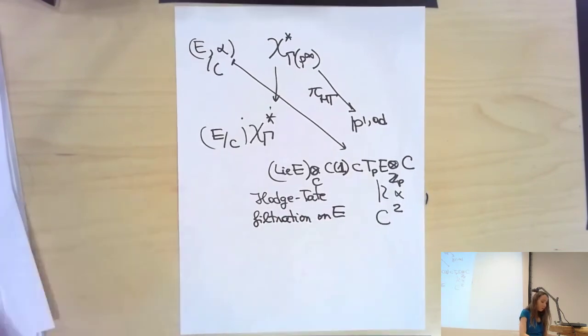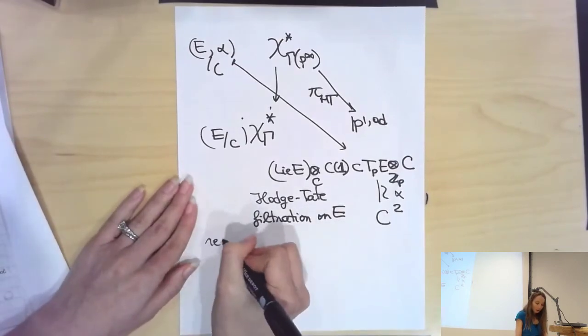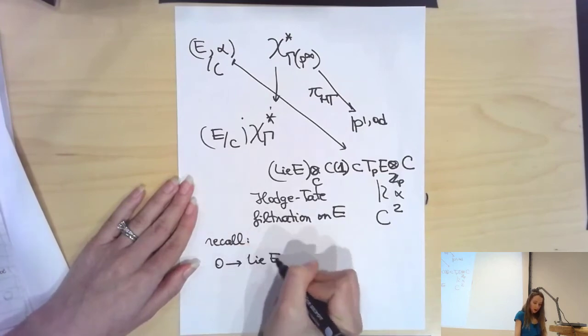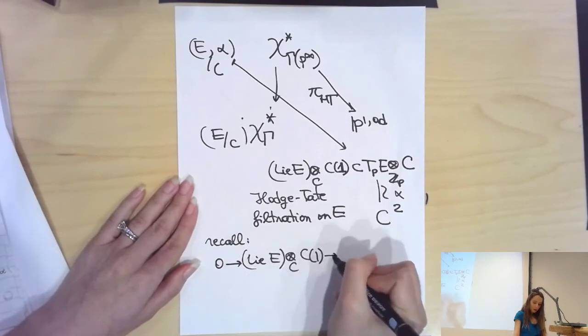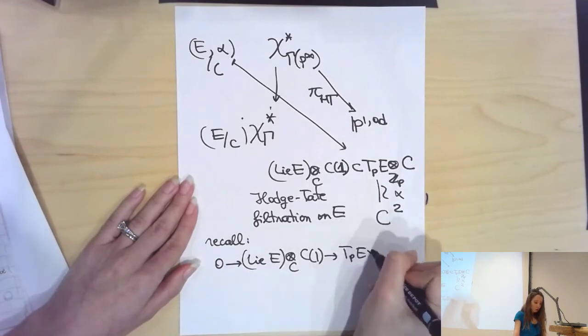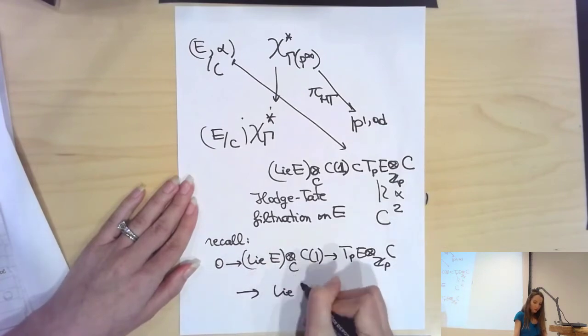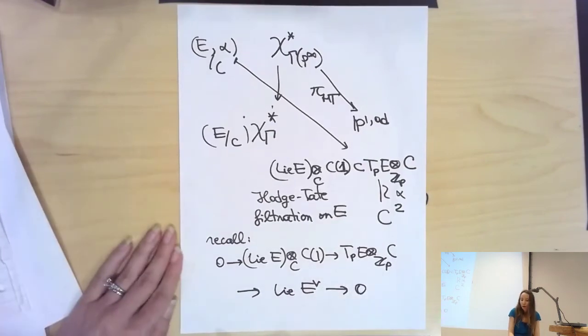Okay, so just maybe to recall it, it's 0, goes to the Lie algebra of E, Tate twisted, goes to the Tate module, goes to the Lie algebra of E dual. This is one of the forms that Bargov wrote down yesterday.